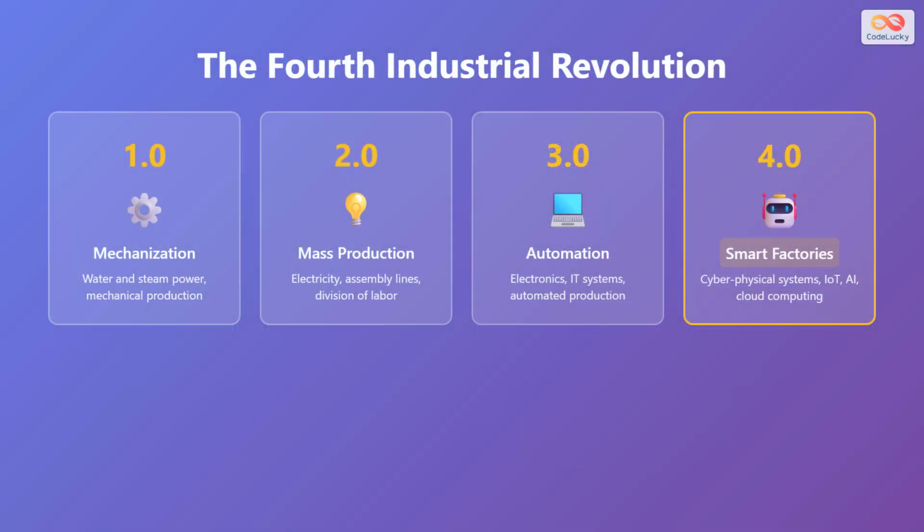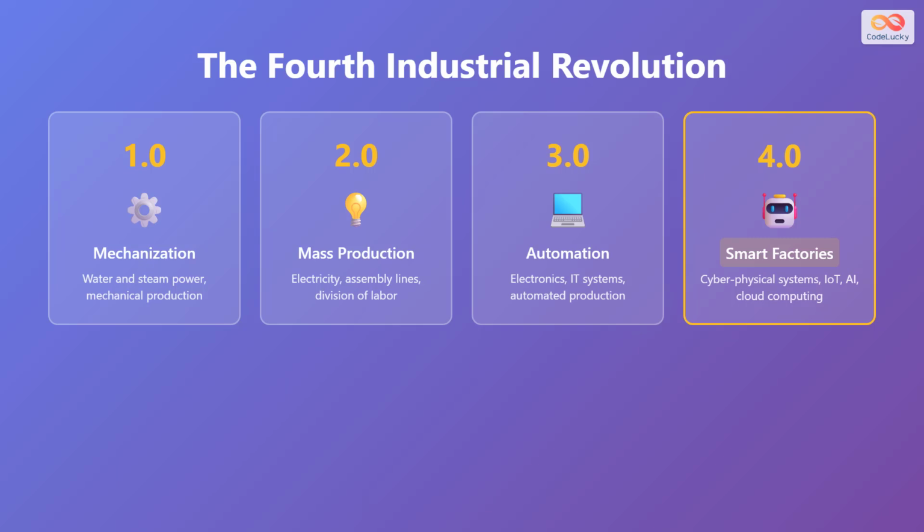To understand Industry 4.0, we need to look at the evolution of industrial manufacturing. The first industrial revolution brought mechanization through water and steam power. The second revolution introduced mass production using electricity and assembly lines. The third revolution brought automation through electronics and IT systems.